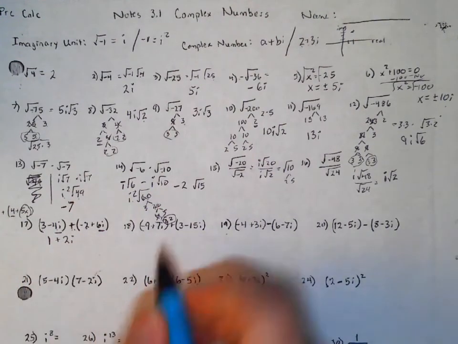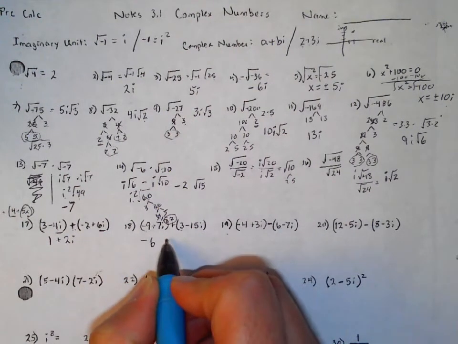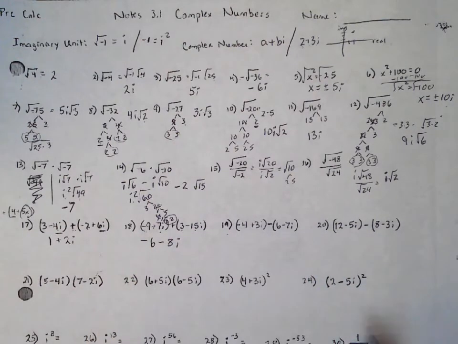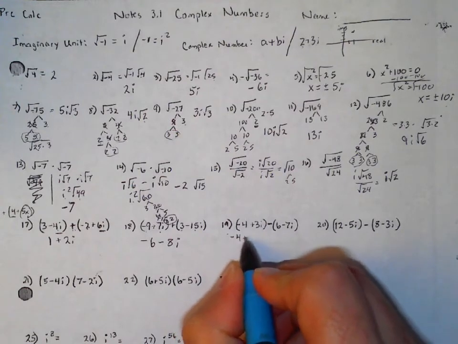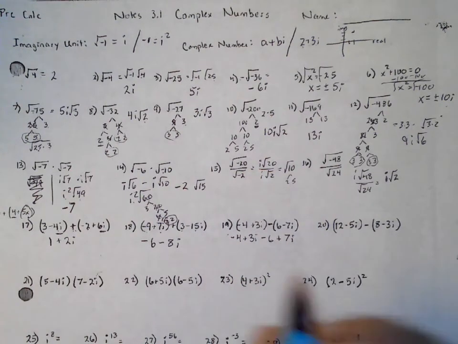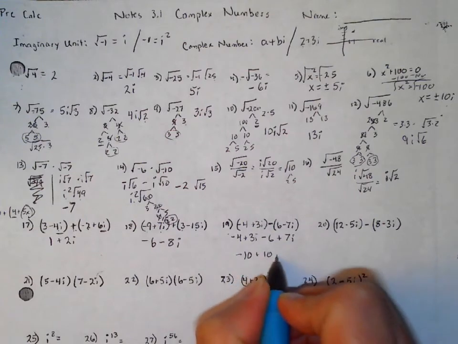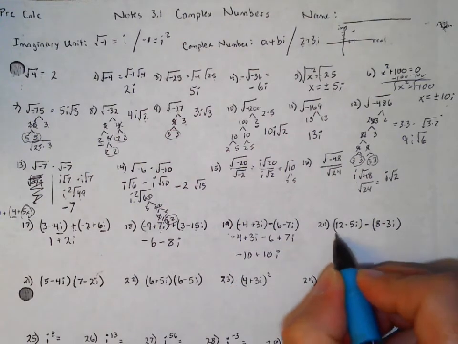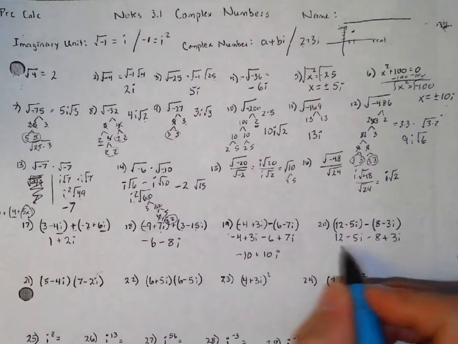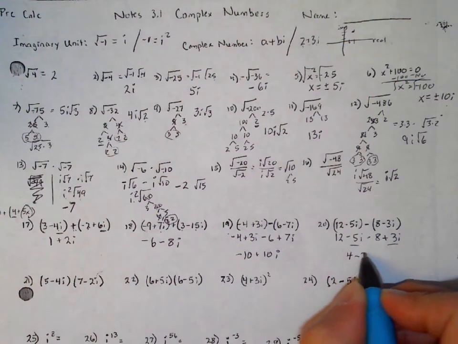Okay, do the next one here. Adding like terms would be negative 6, and 7i minus 15i would be negative 8i. Now with subtraction, a lot of your teachers probably told you to distribute that negative through, which is a good idea, and then add your like terms. So we have negative 10, adding your i's together, plus 10i. Once again, pause it and do it yourself. Okay, adding them together would be 4, negative 5i plus 3i is negative 2i.